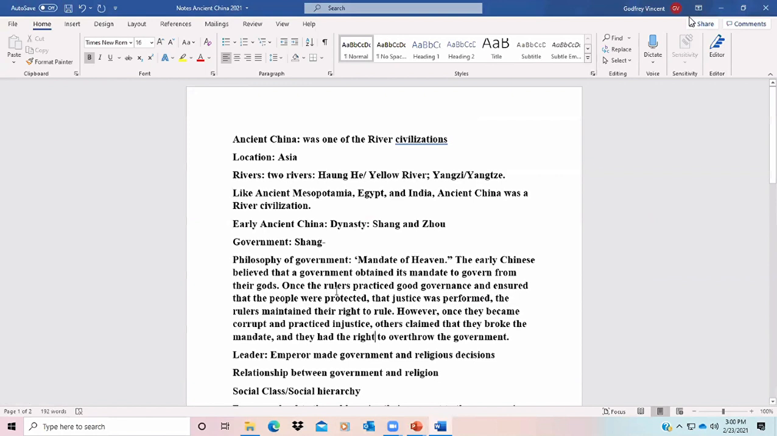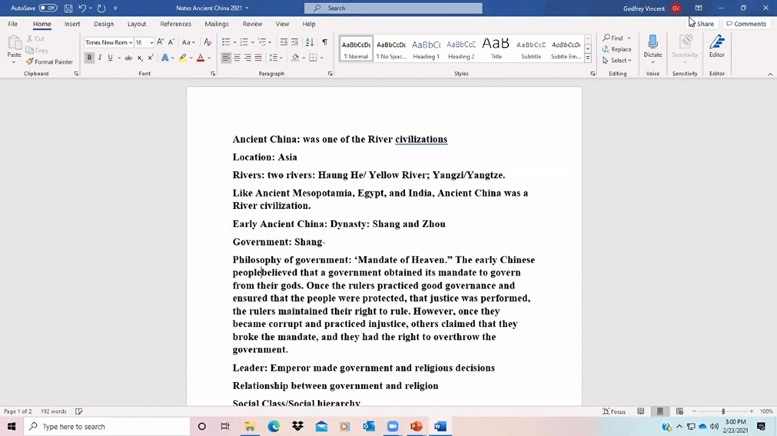This is how I paraphrase it. So the philosophy said this: the early Chinese people believed that the government obtained its mandate to govern from their gods. Once the rulers practiced good governance and ensured that the people were protected, that justice was performed, the rulers maintained the right to rule. However, once they became corrupt and practiced injustice, other people who were oppressed claimed that they broke the mandate and they had the right to.